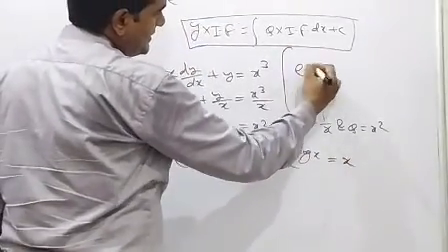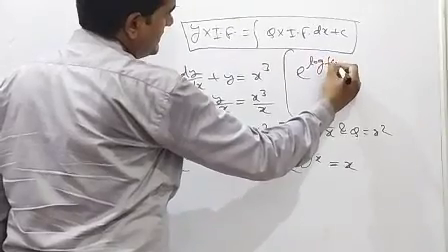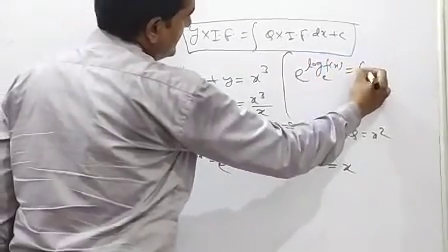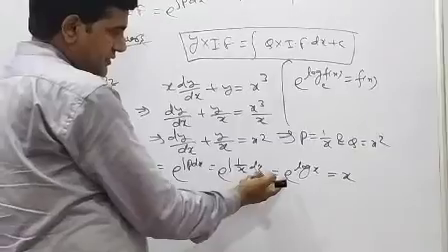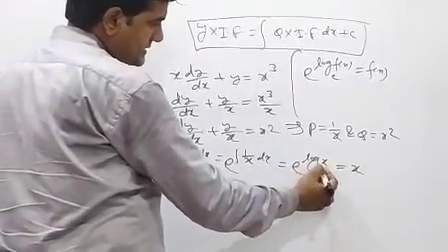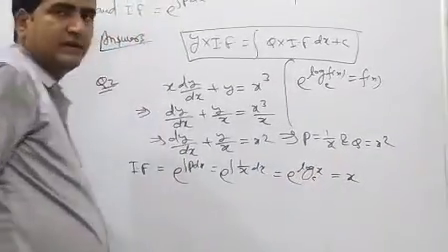One more formula: e power log f(x) is equal to what? Only f(x). Therefore e power log x, the base is already here, means this value is only x. Clear?